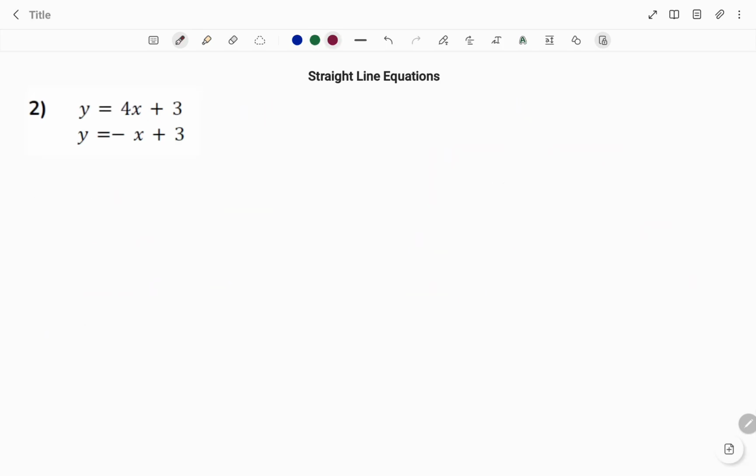In my second example, I have y equals 4x plus 3 and y equals minus x plus 3. Like I explained earlier, the standard equation of a straight line is y equals mx plus c. And to determine if the two equations are parallel, perpendicular, or neither, you need to compare the slope or their gradient.